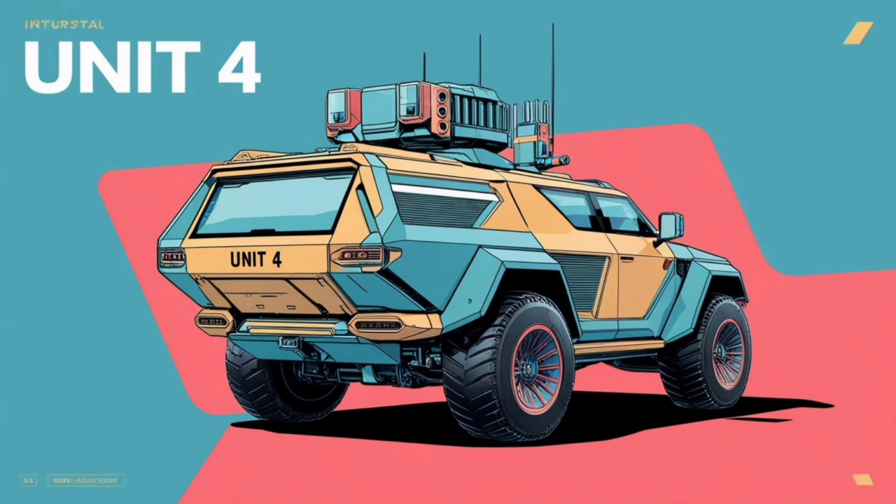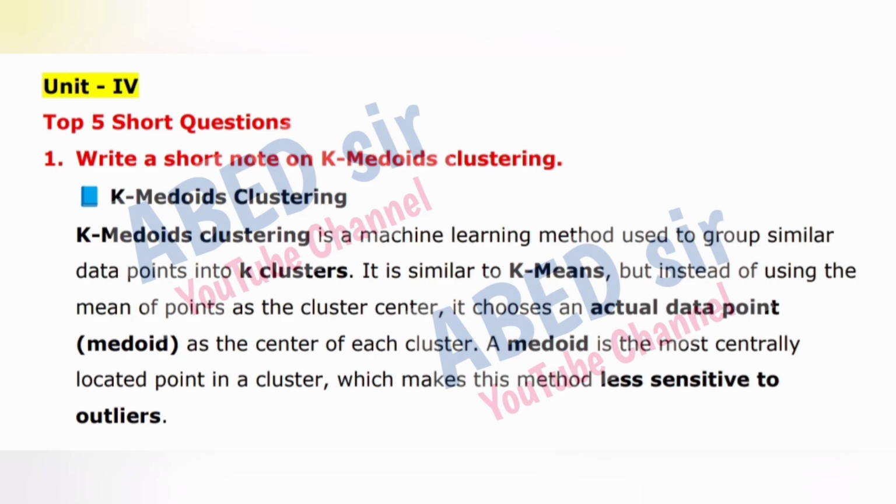Unit 4, first important short question is: write a short note on K-medoids clustering. K-medoids clustering is a machine learning method used to group similar data points into K clusters. It is similar to K-means, but instead of using the mean of points as the cluster center, it chooses an actual data point, a medoid, as the center of each cluster. A medoid is the most centrally located point in a cluster, which makes this method less sensitive to outliers.